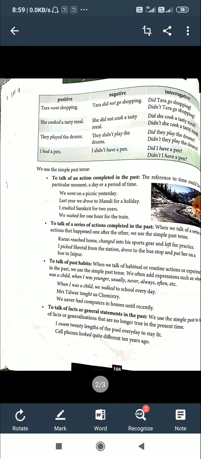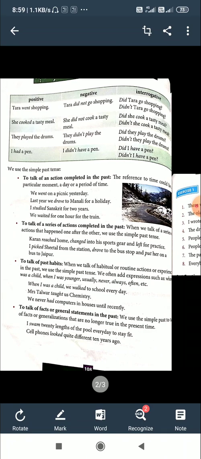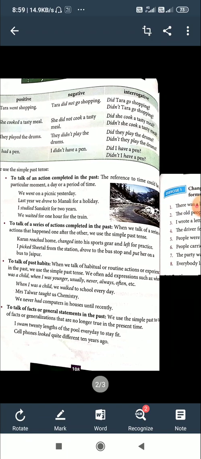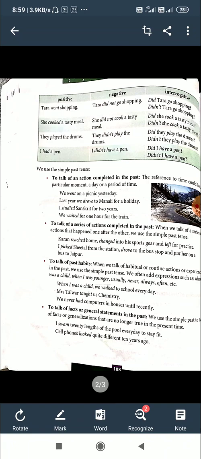Now, the use of simple past tense: to talk of an action completed in the past. So we use past tense to talk of an action that is completed in the past. The reference time could be a particular moment, a day or a period of time.